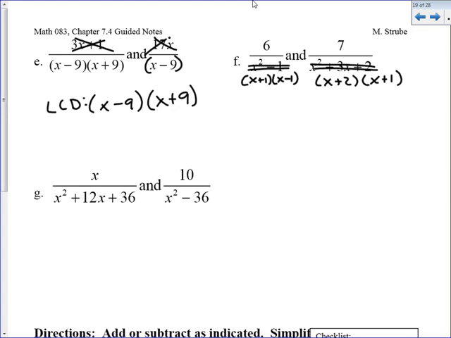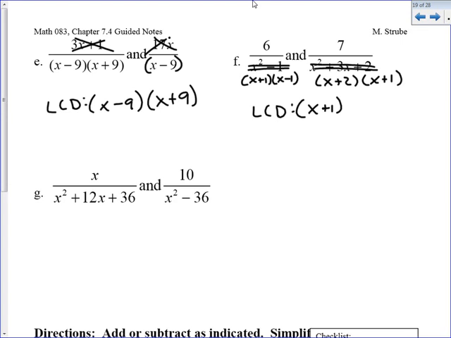So now we have to build our LCD. I usually just go down my list. So my first factor is x plus 1. How many times do I have to include x plus 1? Once. In the first fraction, it's there once. In the second fraction, it's there once. We're going on a per fraction basis. They're the same, so we only need it once. That will cover both fractions that have the factor only once.